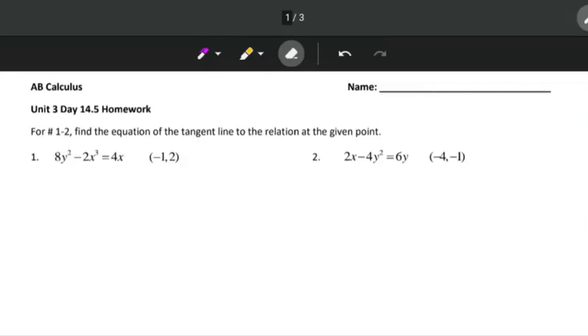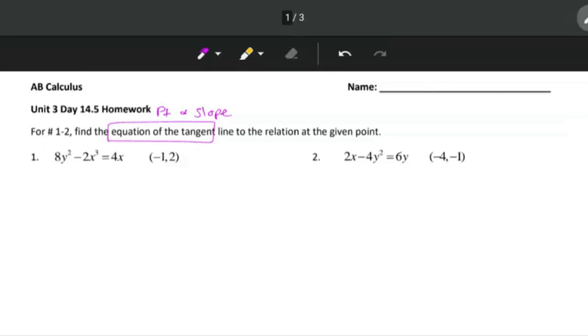3, day 14.5 homework assignment. It says find the equation of the tangent line to the relation at the given point. So you guys know for an equation of a tangent line, you need two things. You need the point and you need the slope. Then once you have that, you could do point slope form.